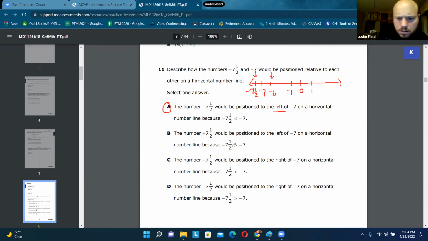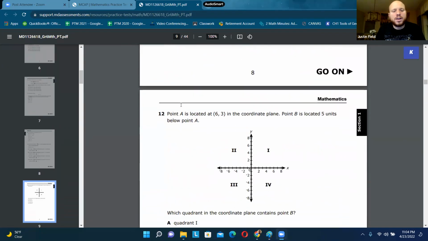Oh my, because -7 and 1/2 is less than -7, yes. Not because it's greater. It would be only greater if they were positives. And then the others stay to the right. So, all right, moving right along.